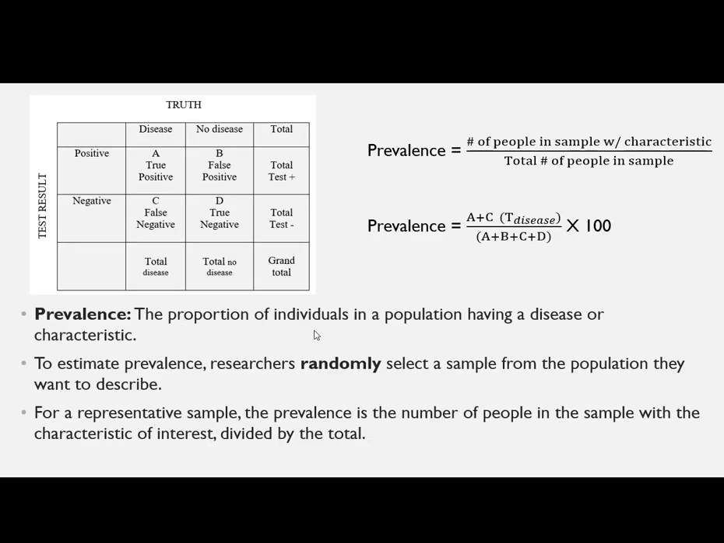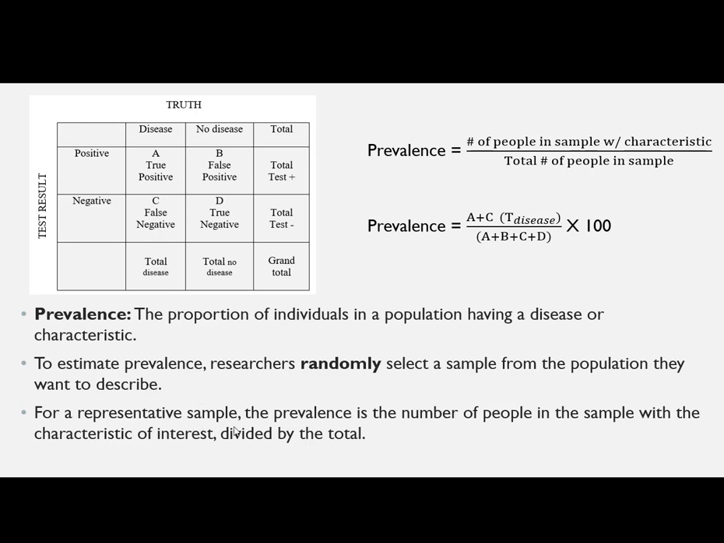Okay, so let's talk about prevalence. Prevalence is the proportion of individuals in a population having a disease or characteristic. To estimate prevalence, researchers randomly select a sample from the population they want to describe. So let's think back about sampling. When we randomly select from a population, everyone in that population had an equal opportunity to be selected. Therefore, it is representative. So we're looking to see what is the proportion of individuals in a given population that have a disease that we're interested in.